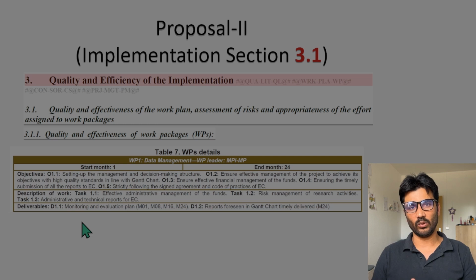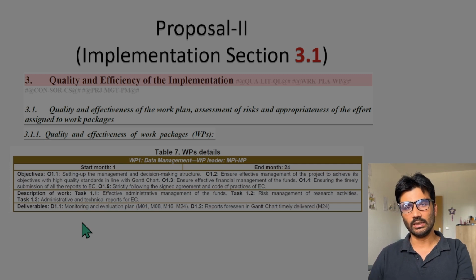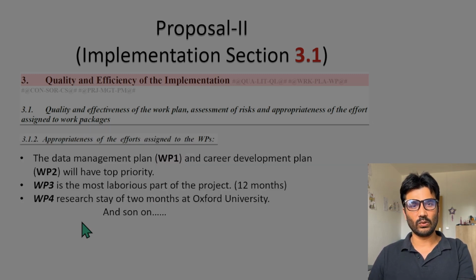I hope the explanation that I gave you about the milestone and the deliverable is simple for experimental researchers, like what you should write in the deliverable and the milestone. So next I go to the implementation section, which is appropriateness of efforts for the work packages. Here, for example, I wrote that the data management plan, work package 1, and the career development plan, work package 2, will be given top priority. So I will start them right in the beginning.